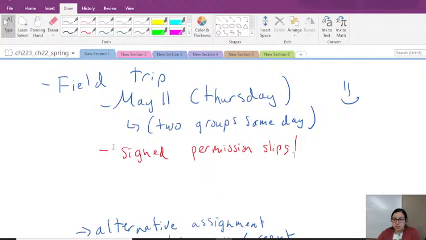We just have to get the form signed ASAP. And then homework's also at the front, so you can grab that. Other questions, comments?